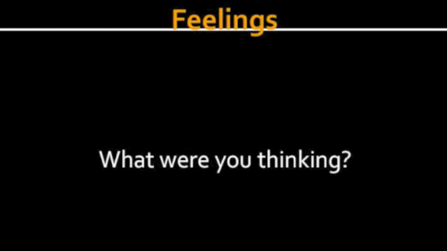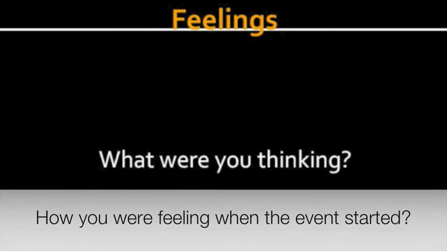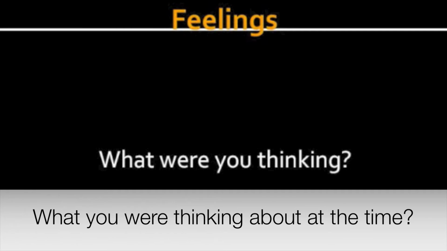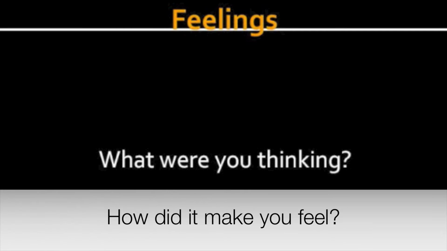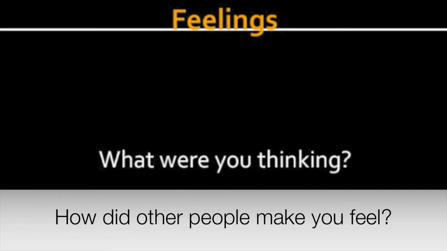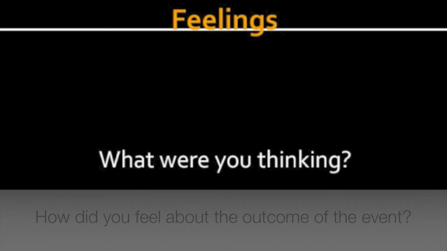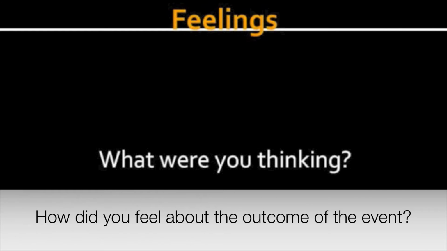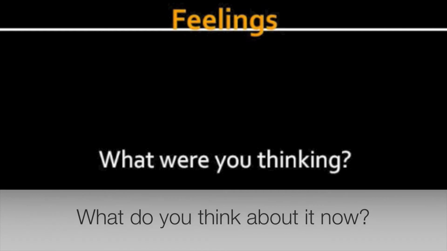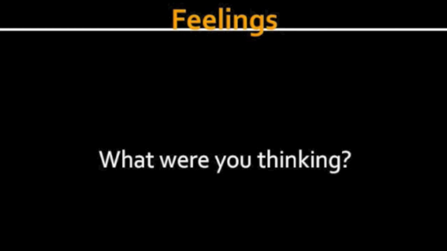Stage 2. Feelings and thoughts. Self-awareness. At this stage, try to recall and explore those things that were going on inside your head. Include: how you were feeling when the event started. What were you thinking about at the time? How did it make you feel? How did other people make you feel? How did you feel about the outcome of the event? What do you think about it now?